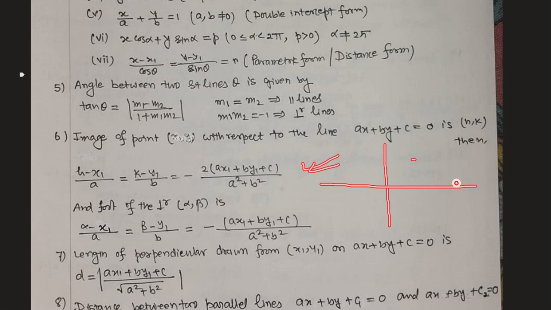But if you are interested in the foot of the perpendicular from the point (x1, y1), you need to divide this formula by 2. Without the 2, if you write it, you will get the same formula.